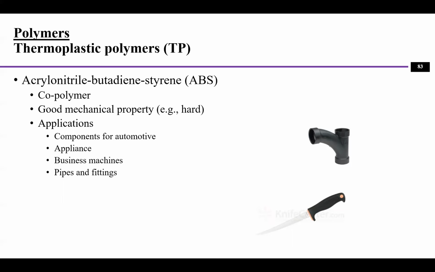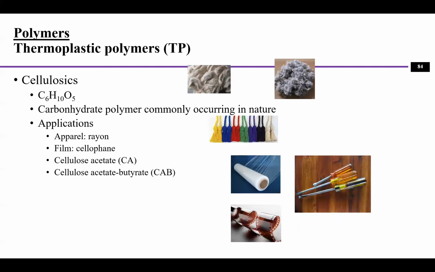ABS is another material that can be used in a lot of pipes and also fittings. Cellulose is a common thermoplastic. They can be used in the textile industry as well.